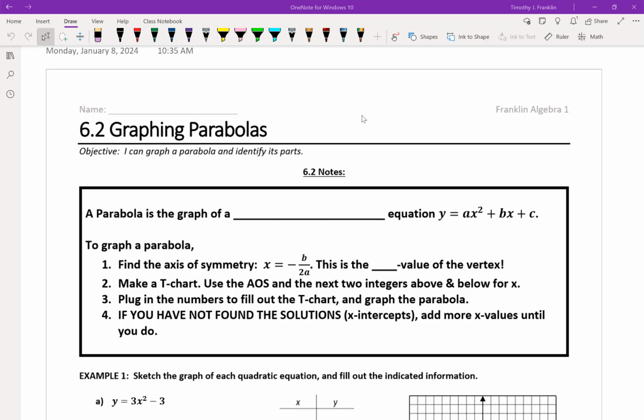All right, in these notes, we're going to be actually graphing parabolas. So in our 6.1 notes, we looked at what the shape of a parabola was. We looked at the pieces and characteristics of a parabola. Now we're going to actually practice graphing them.